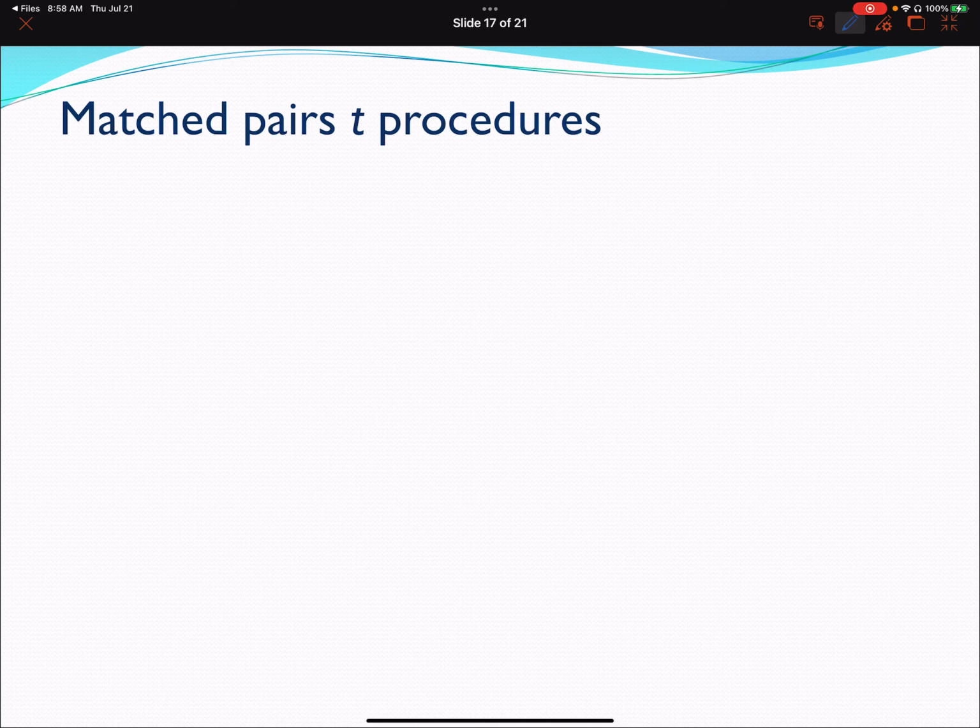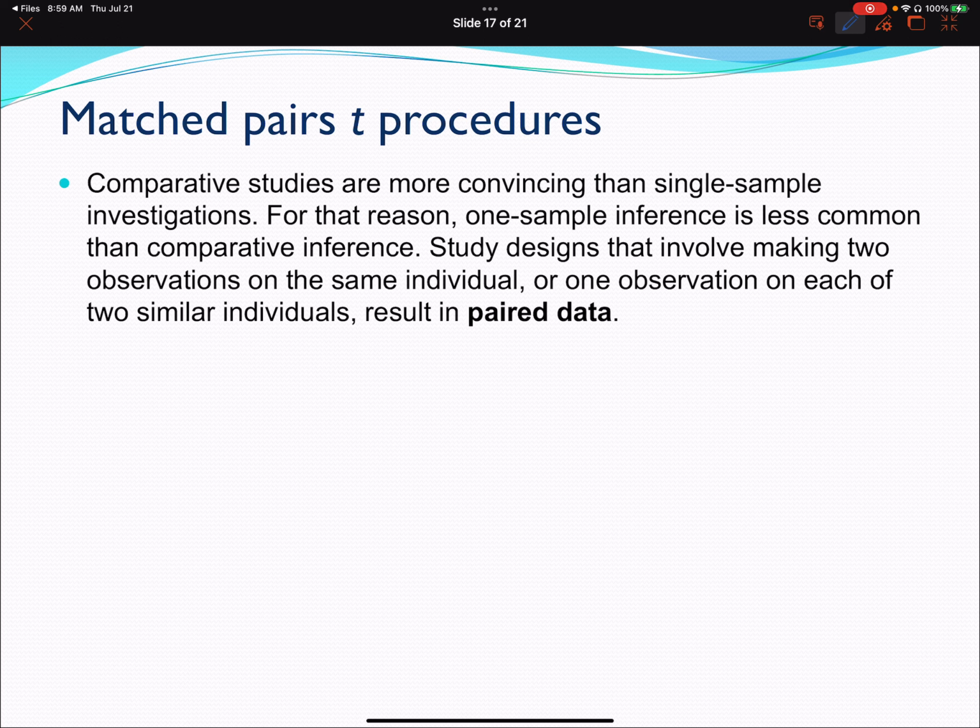This next video covers matched pairs t procedures. Comparative studies are more convincing than single sample investigations, and for that reason, one sample inference is less confident than comparative inference. Study designs that involve making two observations on the same individual, or one observation of each of two similar individuals, give us paired data.